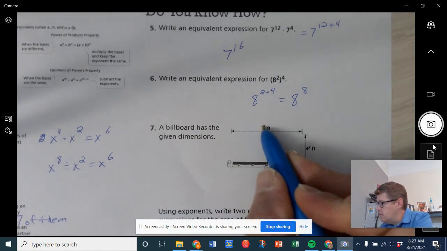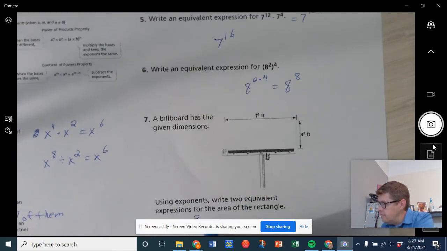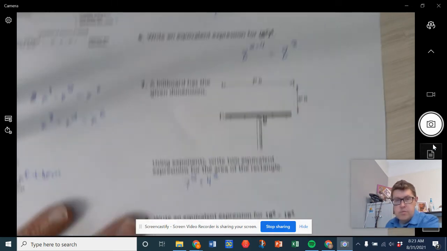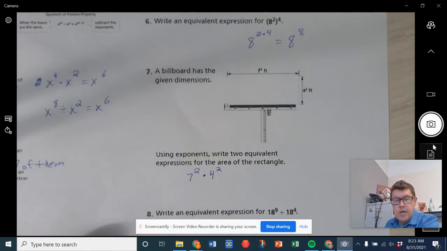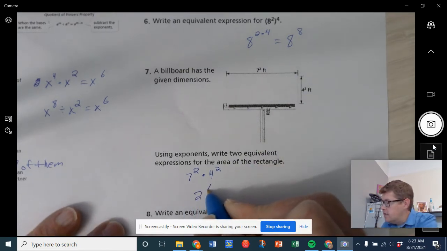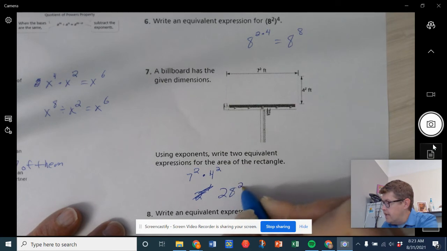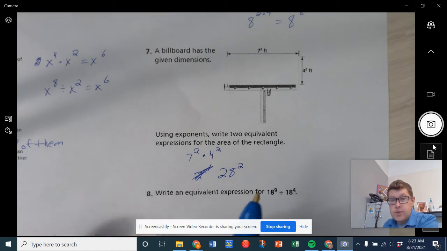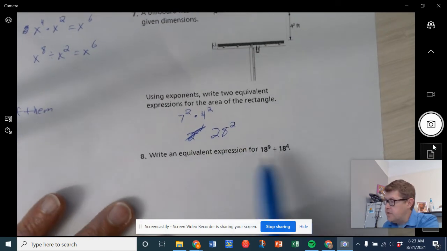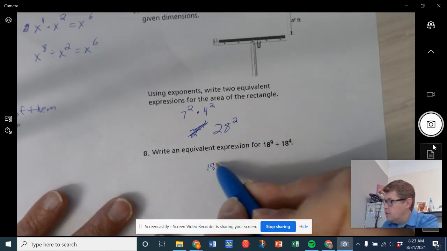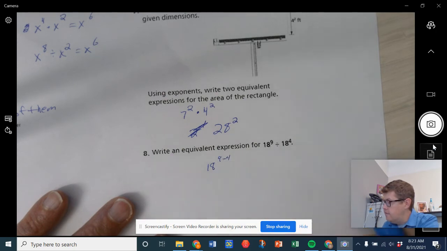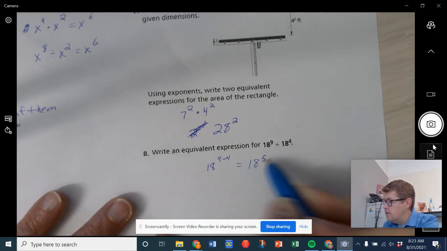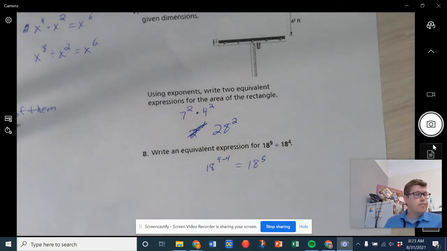So I've got 7 squared times 4 squared. So that's one equivalent expression. And then when I combine them together, I get to 28. I could actually write 28 squared. 7 times 4 is 28. And then you keep the exponent the same when you have a situation like that. Write an equivalent expression for this. This was the quotient rule where we subtract our exponents. So it's 18 to the 9 minus 4, which is 18 to the 5th. Hopefully you feel okay about that.